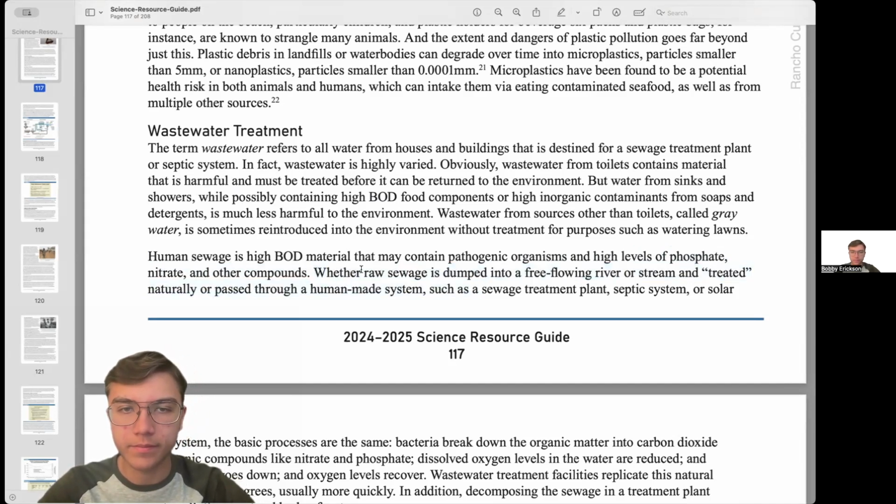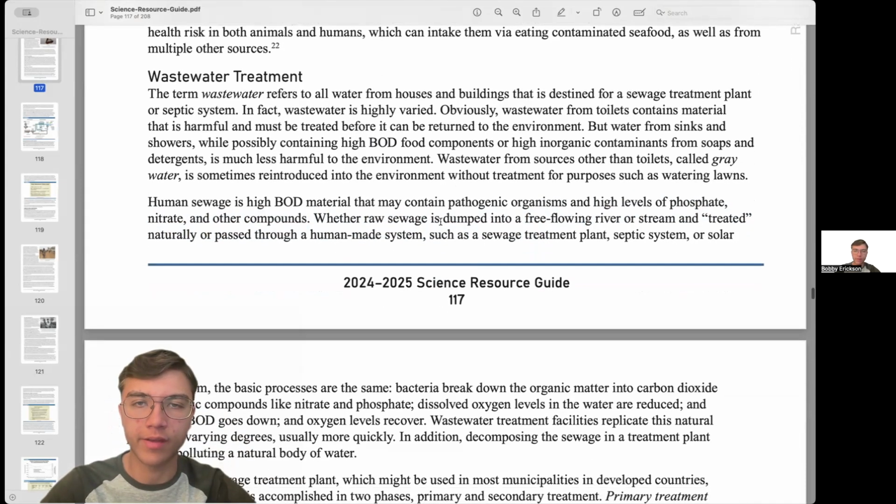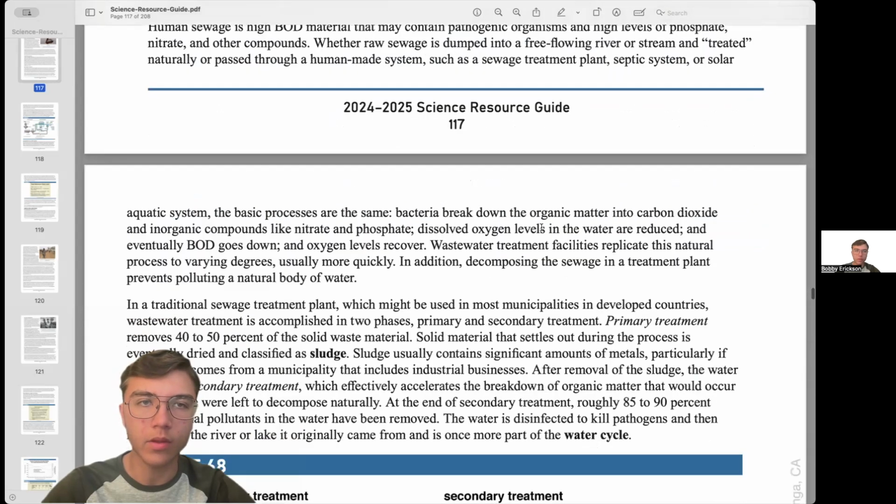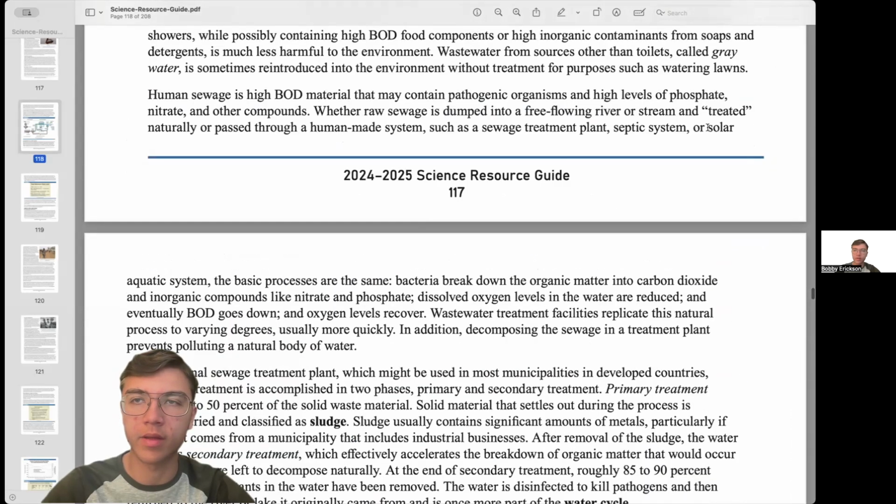And so raw sewage dumped into a free flowing river would not be good. But if it's treated, either naturally or passed through a human-made system, we usually have to dump it into the river after it's treated in natural or human-made systems. So we can also see a solar aquatic system. These things will be broken down.